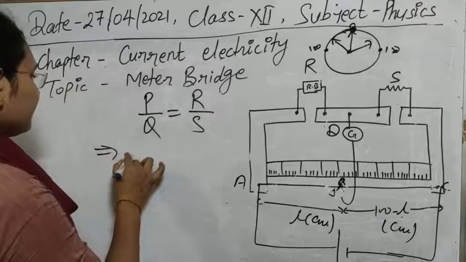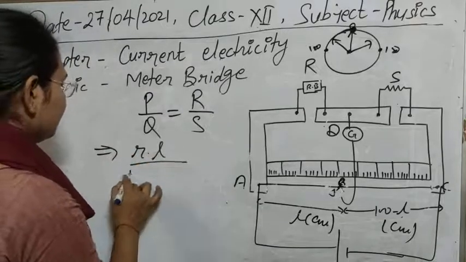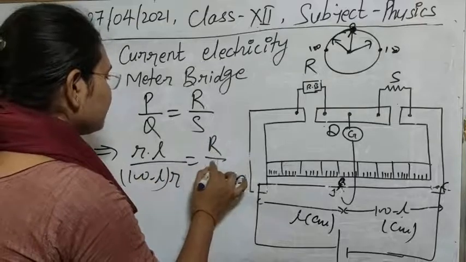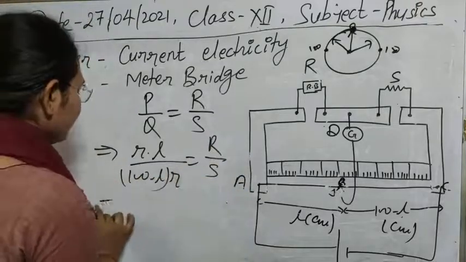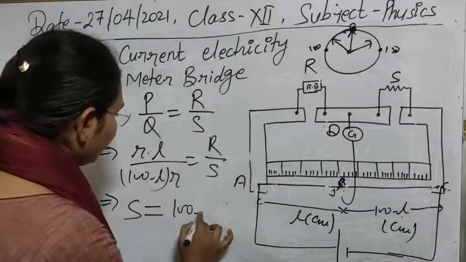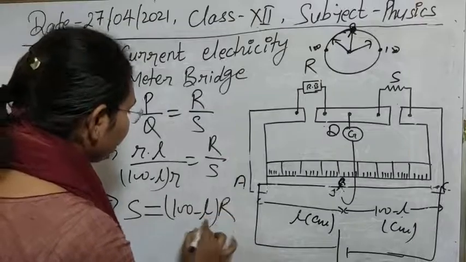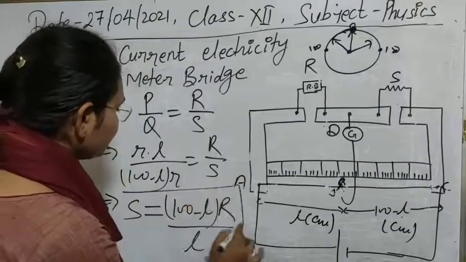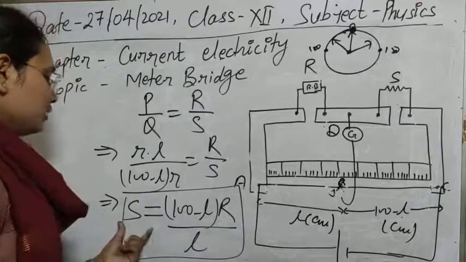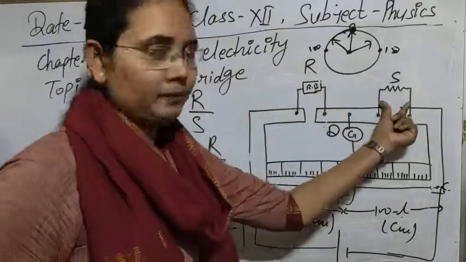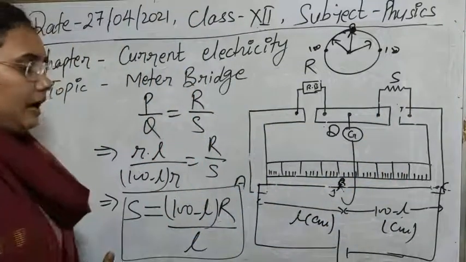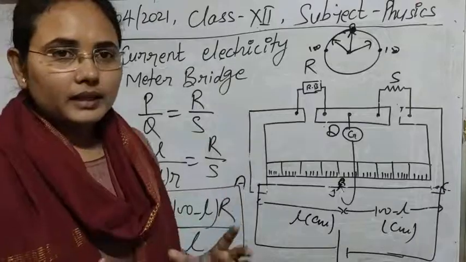So here we can get this is R into L, this is 100 minus L into R, we have this is R, this is S. So from here R will be cancelled out and you can calculate S by the formula that is (100 minus L) R upon L. So this is our general formula for the meter bridge to calculate the unknown resistance that we have connected in this gap here. So this is the practical application, principle, working, construction.